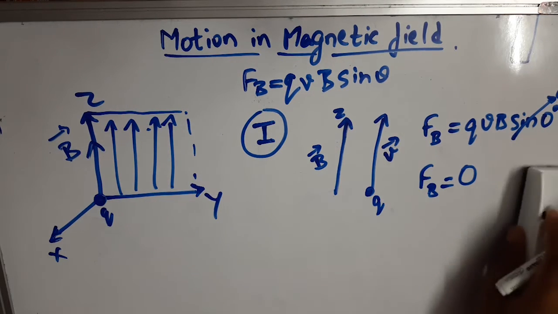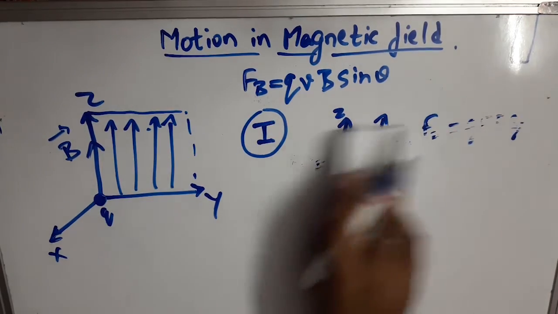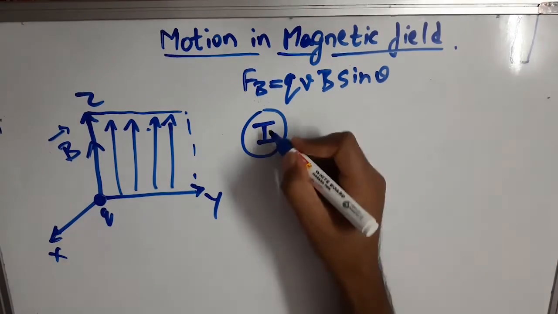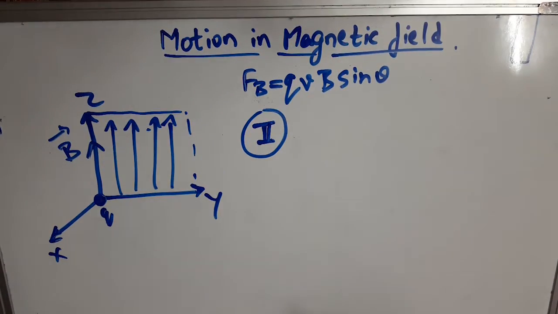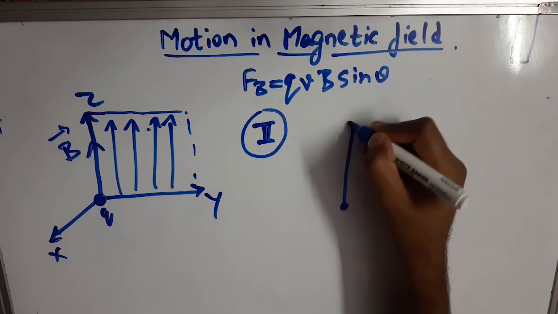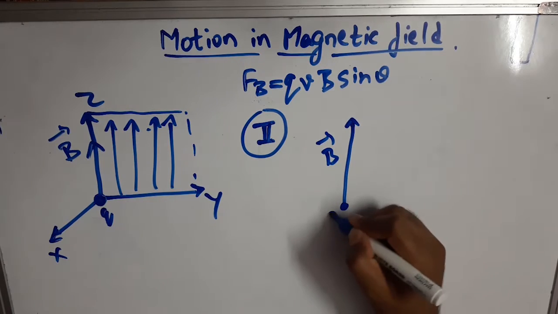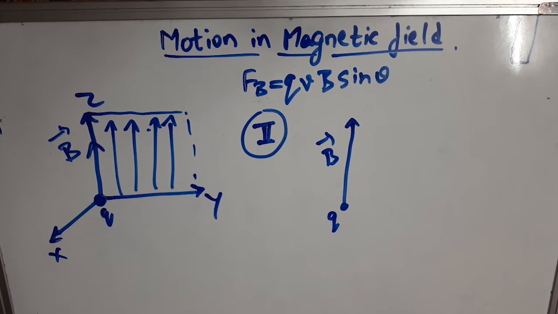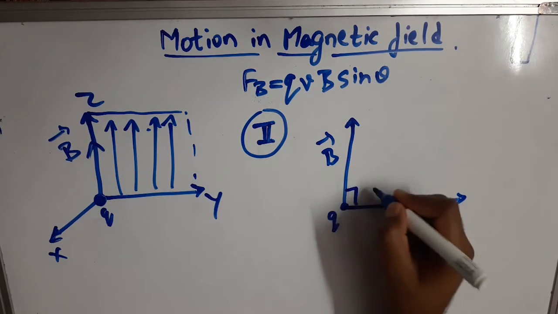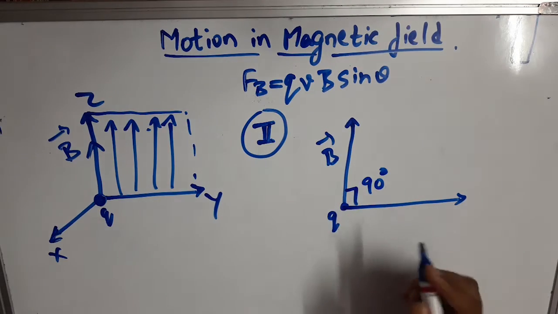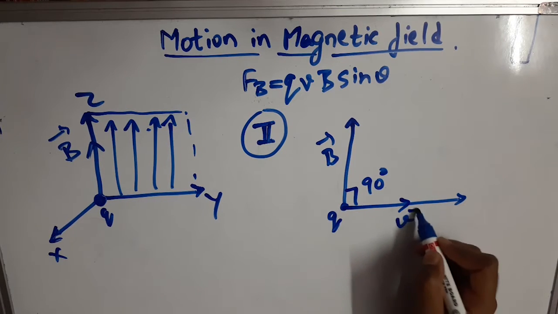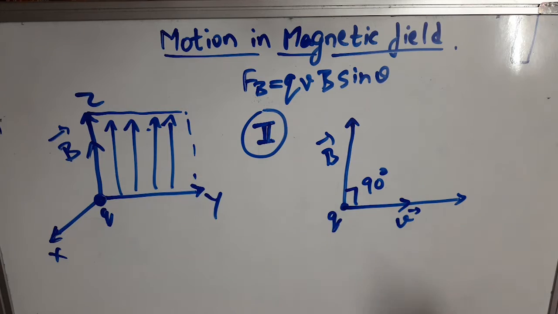Okay, let's get to case number 2. So for the second case, this is the magnetic field direction, this is the charge. I'm going to project the charge 90 degrees from the magnetic field direction. Okay, I'm going to project the charge in this way, that is at 90 degrees from the magnetic field.